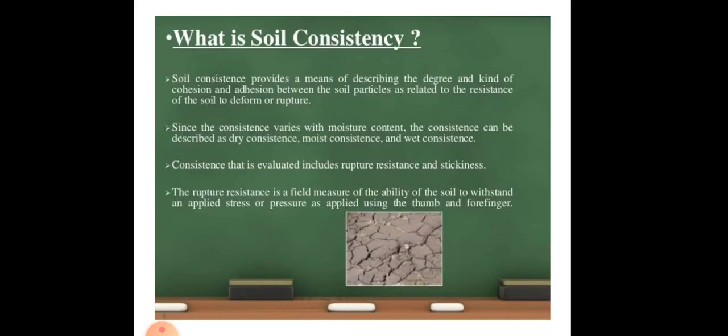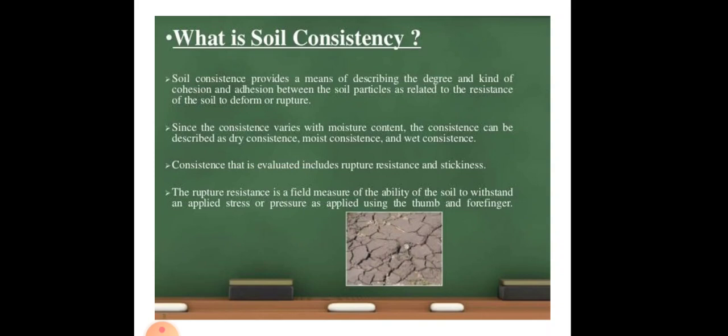Then there is soil consistency, which is another physical property. Let's see what is meant by consistency. Soil consistency provides a means of describing the degree and kind of cohesion and adhesion between the soil particles. We know that different types of forces are there. Cohesion means the force of attraction between similar kinds of molecules, and adhesion is the force of attraction between different types of molecules. So this force of attraction in the solid particles, which resists the soil to deform or rupture, is called soil consistency.